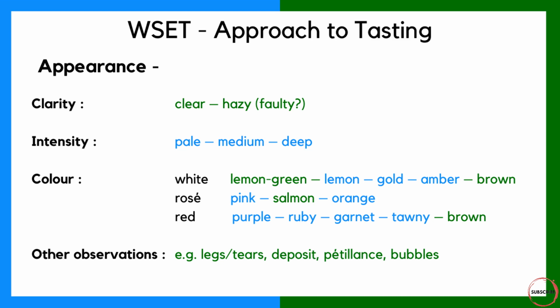So where at level 2 we just had lemon, gold, amber for the white wines, you'll see we've then thrown in lemon-green and brown for white. You'll notice that pink orange has been changed to salmon at level 3, and you'll also notice that for red wines we then look at brown as a category of colour as well. And then at level 3, if you want to, you can put some other observations about the wine that you're tasting. Not a specific requirement, but just good practice to go one by one through all of these requirements, get you used to the systematic approach to tasting, get you used to writing your notes in a structured format. So that's the appearance, that's the look of the wine.